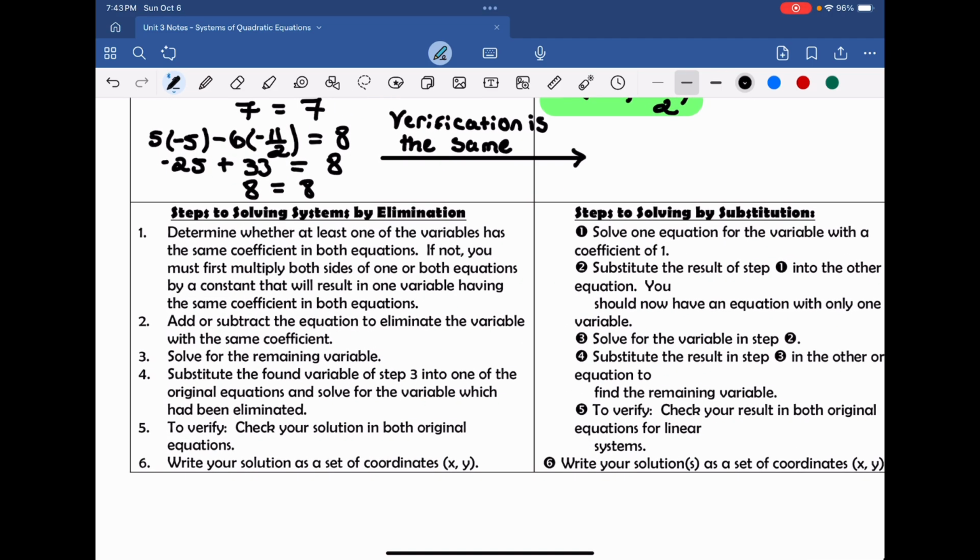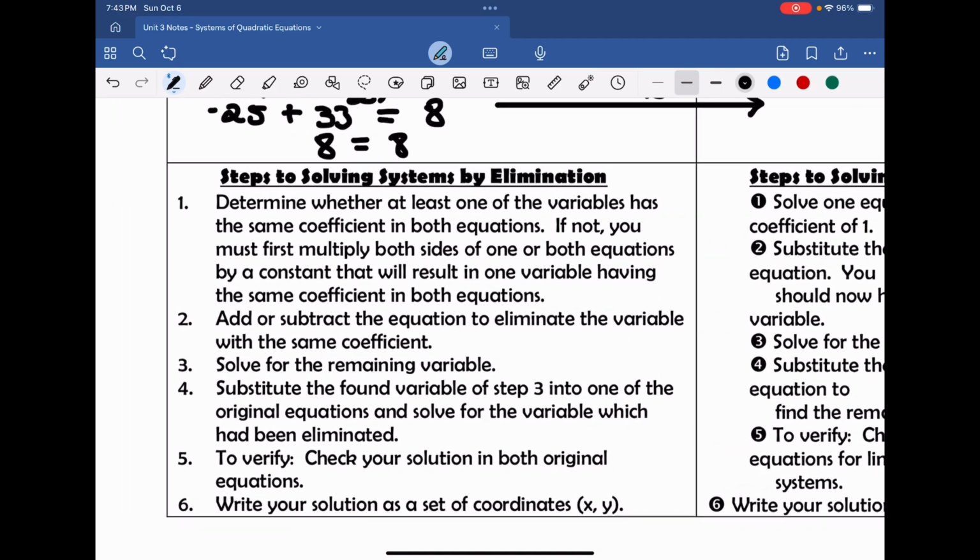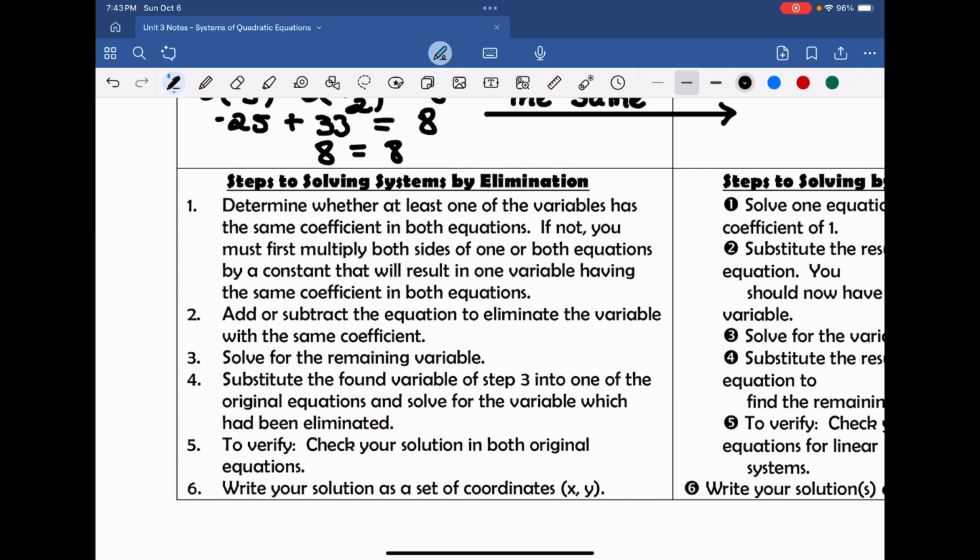So first and foremost, if we want to deal with the elimination method, we need to determine at least if one of the variables is the same, so whether the y's are the same or the x's are the same. If they're not the same, then we want to use the lowest common multiple or multiply both the equations such that they have the same coefficient for one of those variables. You then add or subtract the equations depending on if they're negative terms, positive terms, or a mixture. We then solve for the remaining variable once we've isolated a variable.